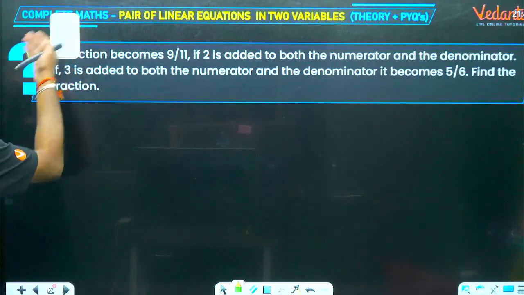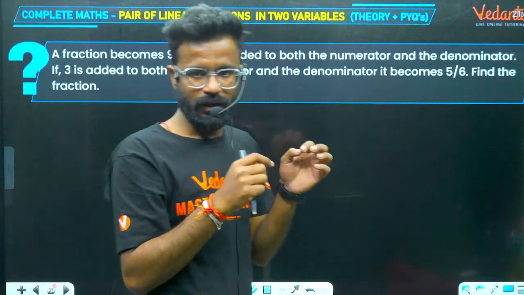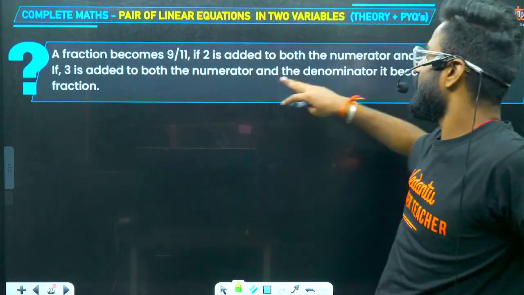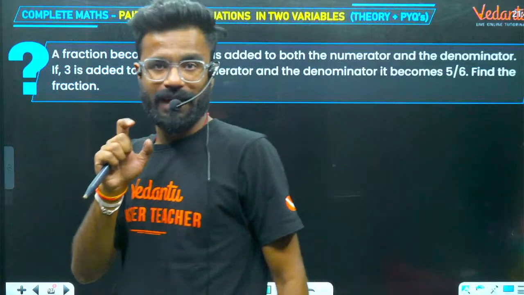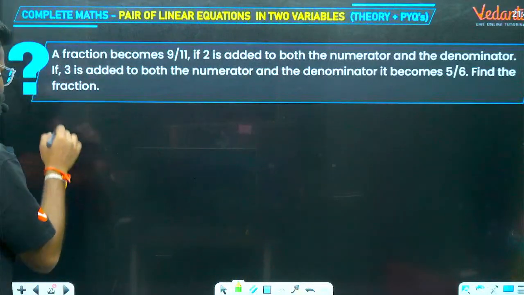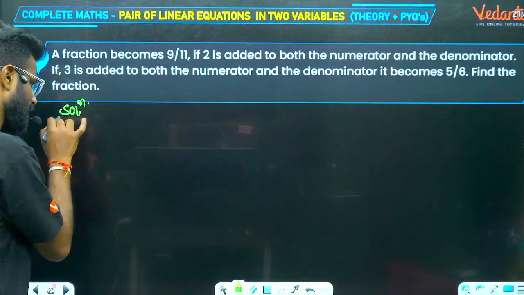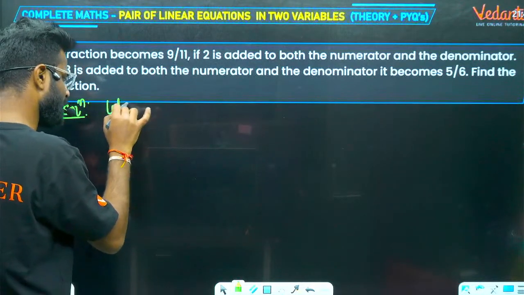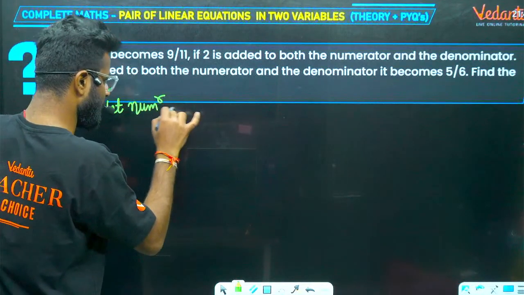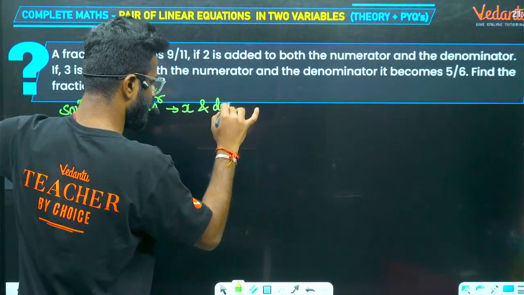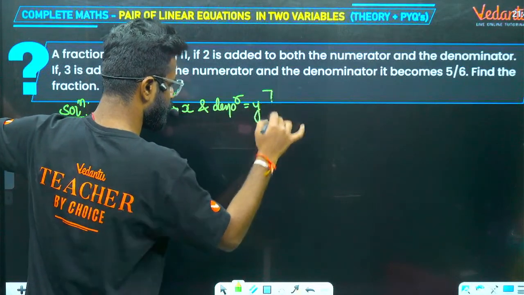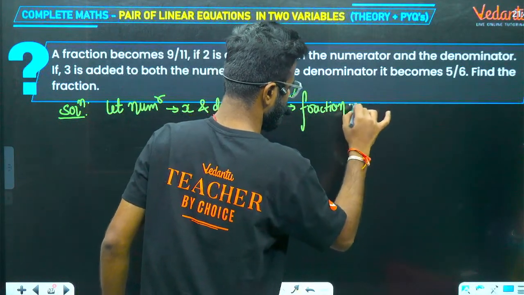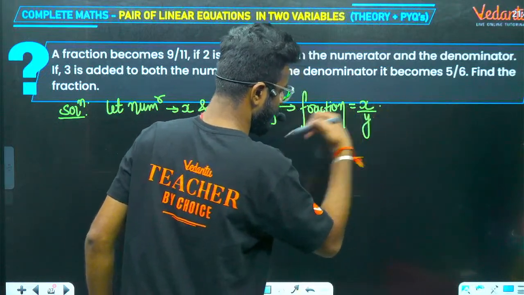Very important question. A fraction becomes 9 by 11 if 2 is added to both the numerator and denominator. If 3 is added to both the numerator and denominator, it becomes 5 by 6. Find the fraction. We know that any fraction contains two things, that is numerator and denominator. Let's suppose the numerator be x and the denominator be y. So the fraction is x upon y, numerator upon denominator.